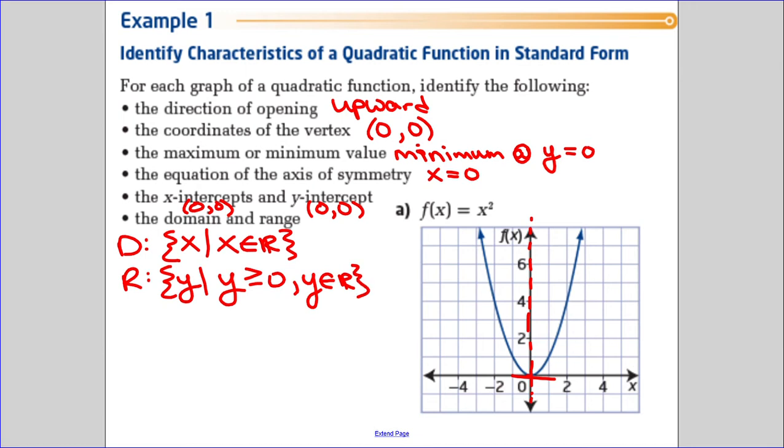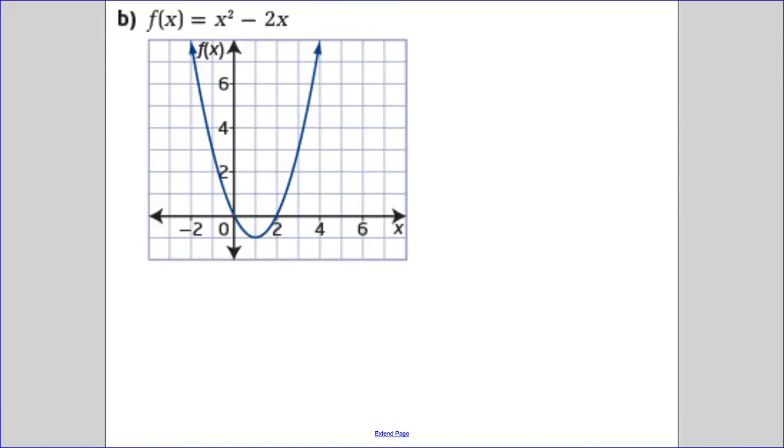Basically, we're going to go through and practice a few of these. Alright, so here's our next one. Again, pause the video, give it a try, and come back when you're ready to go through it.